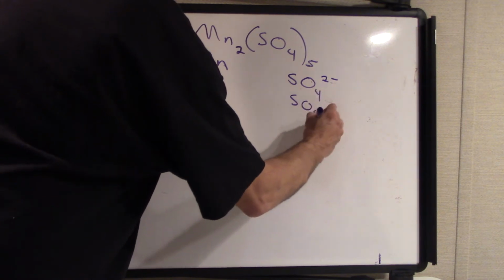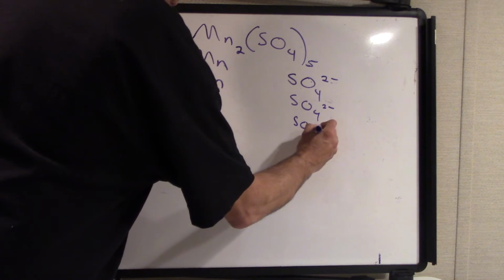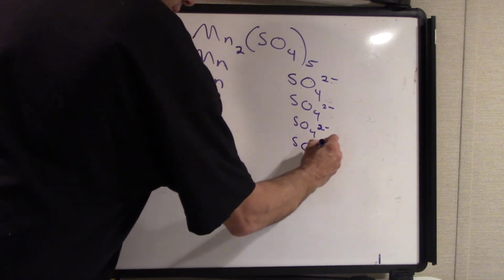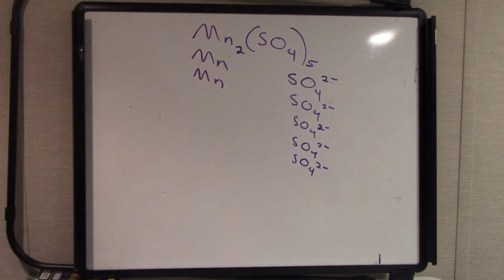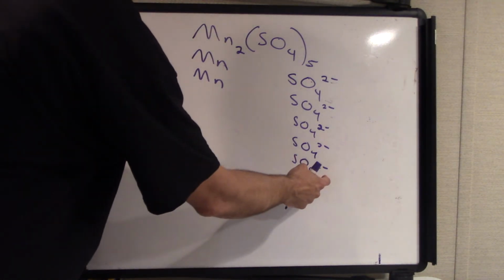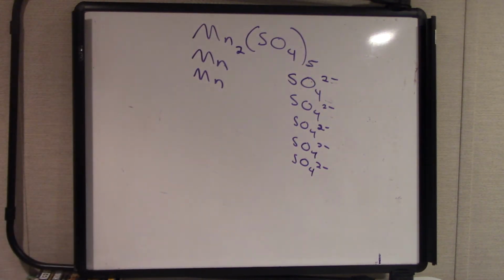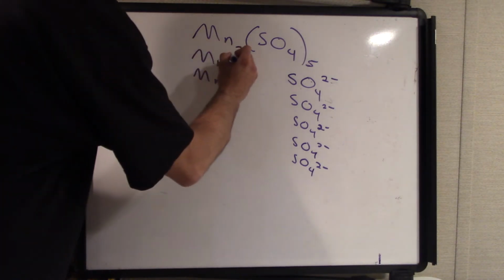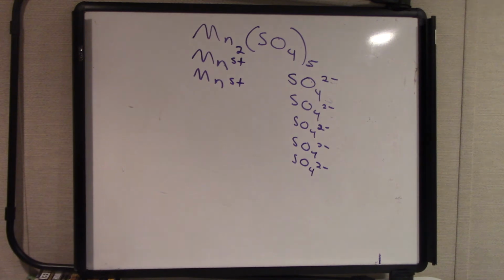So I have 5 of these SO4 2- ions. Well, now by using charge balance, I can figure out what the charge on that manganese has to be. My sum total of negatives, -2, 4, 6, 8, 10. That means my sum total of positives needs to be +10. That means each manganese has to be +5. So now I'm ready to name this.